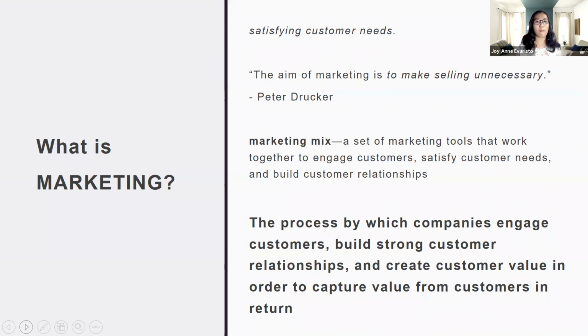Because at the end of the day, marketing is the process by which companies engage customers, build strong customer relationships, and create customer value in order to capture value from customers in return. So our goal is really to satisfy customer needs.